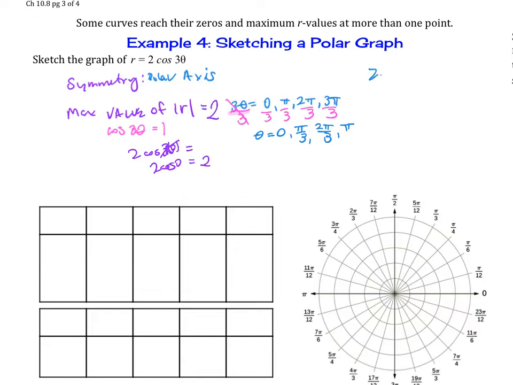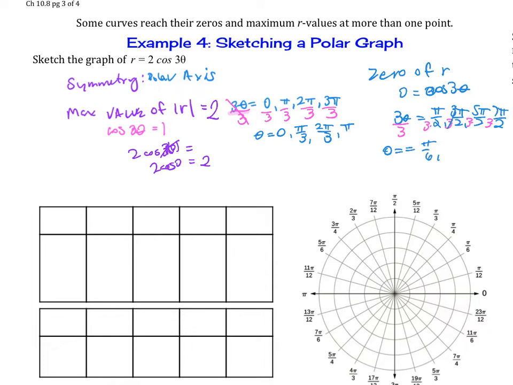Now let's look at our zeros of 3 theta. So zeros of R. So that is when 0 equals cosine of 3 theta. So 3 theta equals 0 at pi over 2, 3 pi over 2, 5 pi over 2, and 7 pi over 2. Then now we have to divide by 3. So our zeros of R are going to be when theta equals pi over 6, and then pi over 2, 5 pi over 6, and 7 pi over 6. So again, that's going to help us out with the sketch a little bit more.